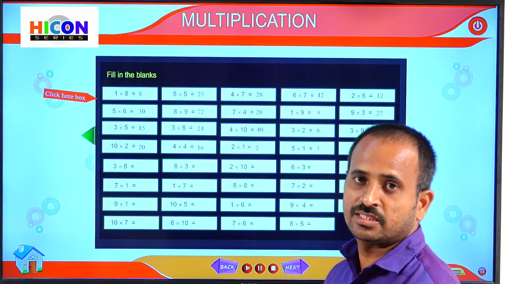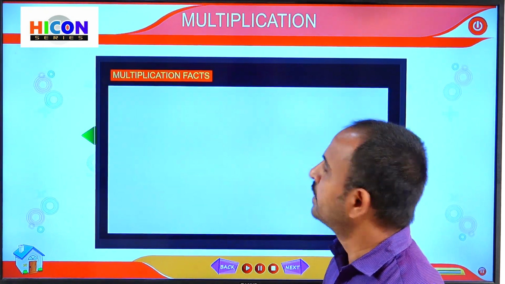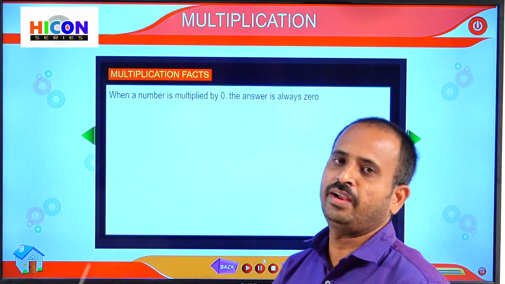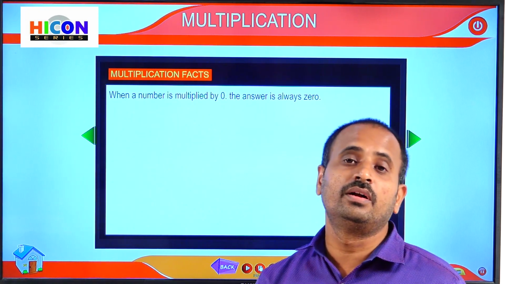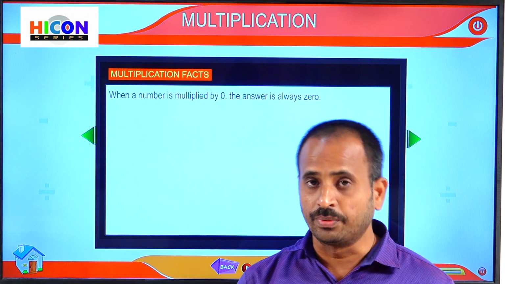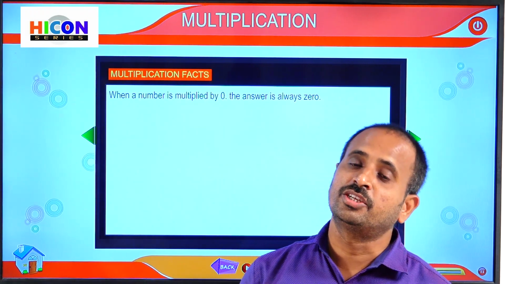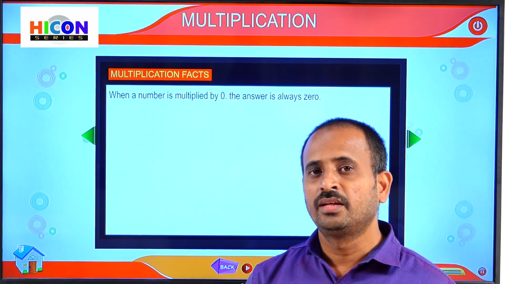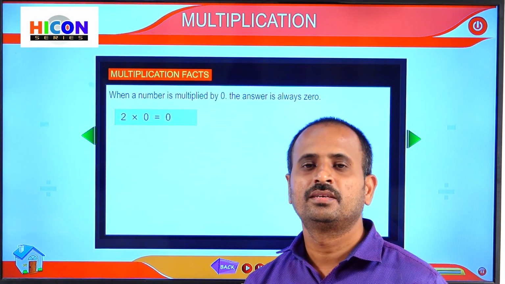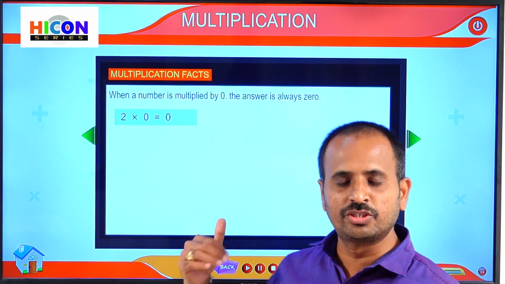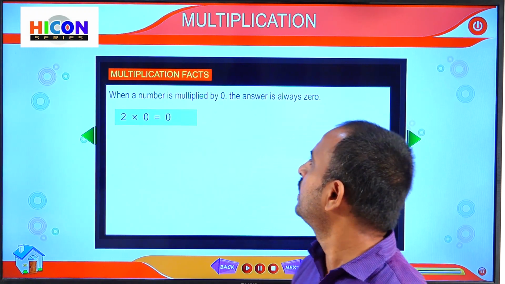Now, let us go to the next part in this chapter. That is the next topic in this chapter. That is multiplication facts. So, what are multiplication facts? So, children, you have learned about the subtraction facts in the previous chapter. And also, you have learned some addition facts in the chapter addition. So, in the same way, there are also some multiplication facts. So, as in the addition facts and the subtraction facts, in this chapter also there are some multiplication facts. So, see the first fact. So, what is the first fact?